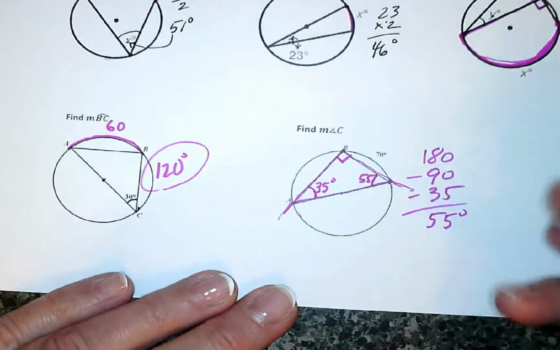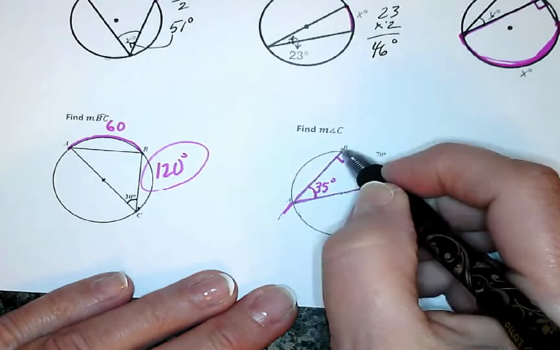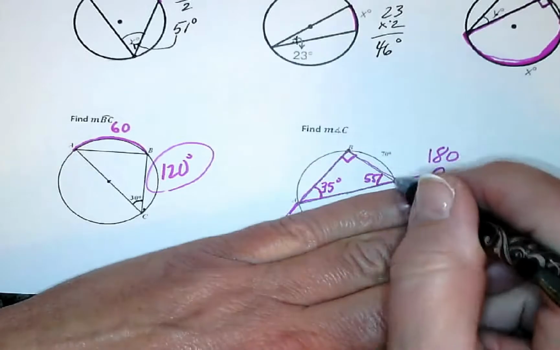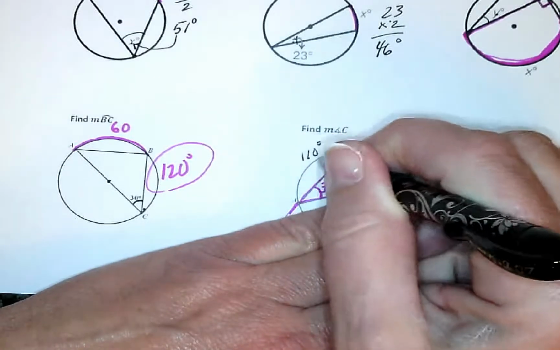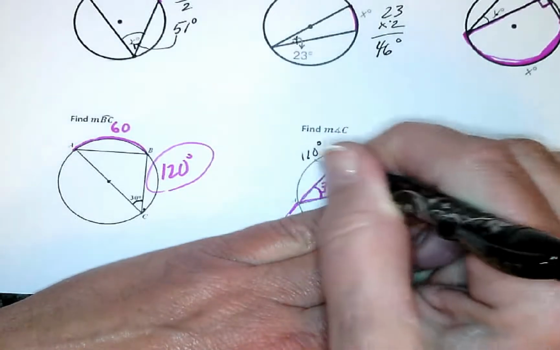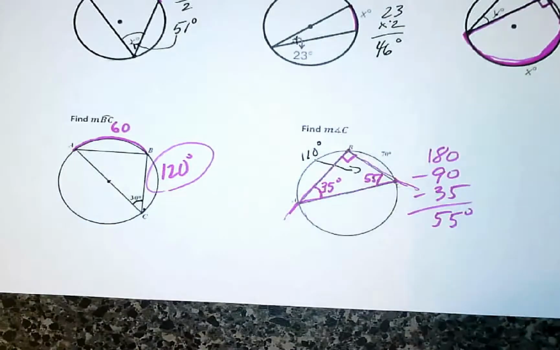Maybe an easier way would be, this is 70. I know this is 180, so 180 minus the 70 is 110. That is the arc for this angle. Half of 110 is 55. So hopefully that will give you some examples so that you can proceed on your practice. If you have any questions, let me know.